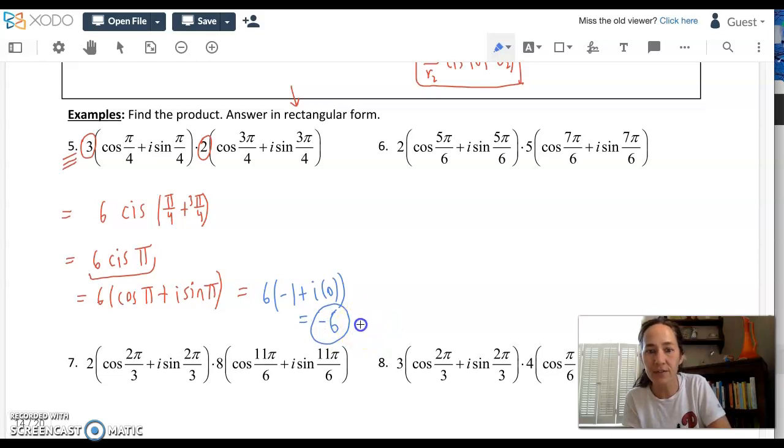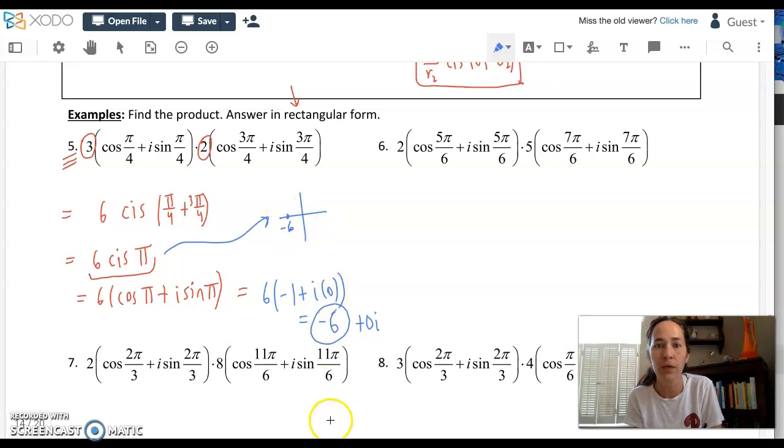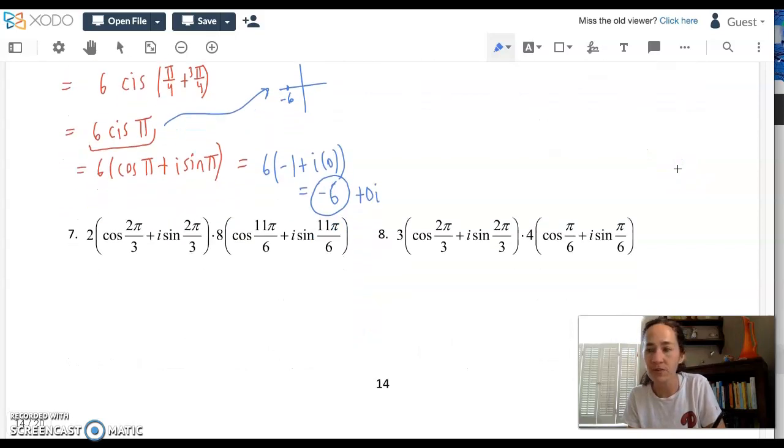And that's like saying -6 plus 0i. If I were to plot it, it should be exactly where I would have imagined 6 cis pi to be. Go over an angle of pi, come out 6 units on that angle. So -6 in rectangular form. And we could do the same thing to 6 and 7. Feel free to pause the video and try 6 and 7 on your own. Just for reference, 6's answer is just going to be 10, the real number 10. And 7's answer is actually just going to be 16i. It'll just be an angle that goes right up on the y-axis.